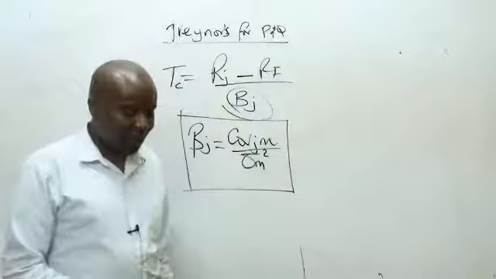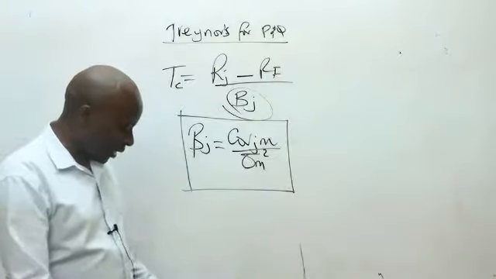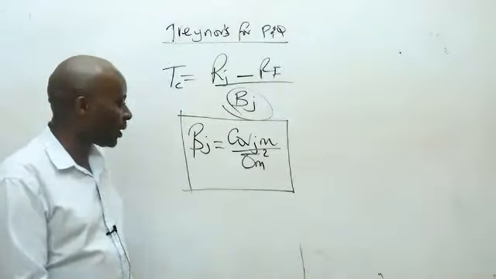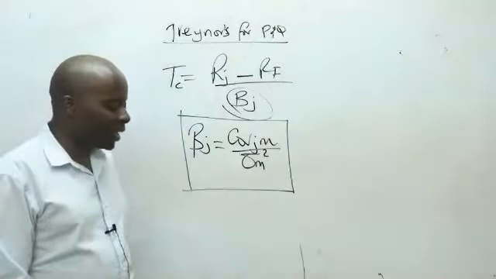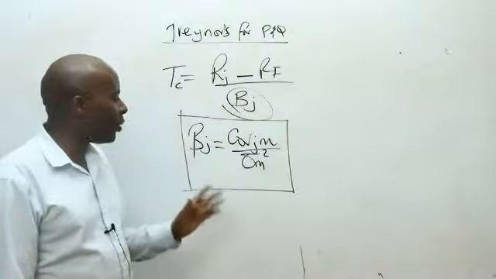Okay. So now we have to get beta J. And to get beta J, there are these two formulas which are quite important. Beta J equals the covariance between J and M divided by the standard deviation of the market squared.